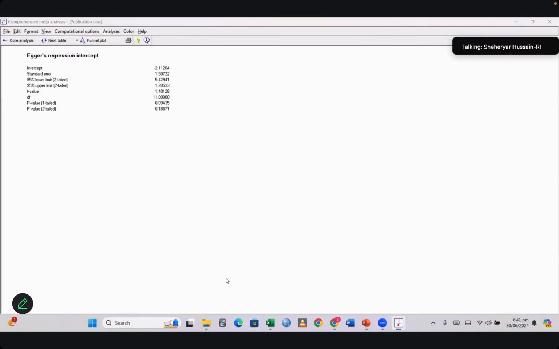This p-value. Let me highlight it here. Only this thing. You're not going to look at any of the other things. Just this p-value needs to be mentioned in the manuscript. How are you going to mention it? You are going to say that author 1 and author 2 conducted an Eggers regression to assess publication bias, and the p-value was found to be.